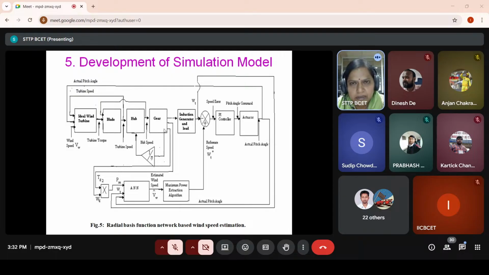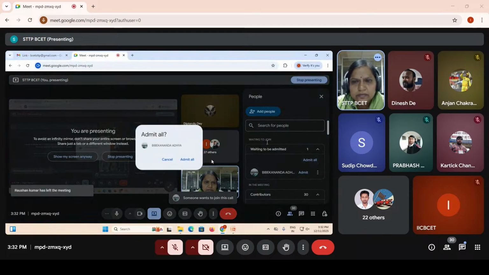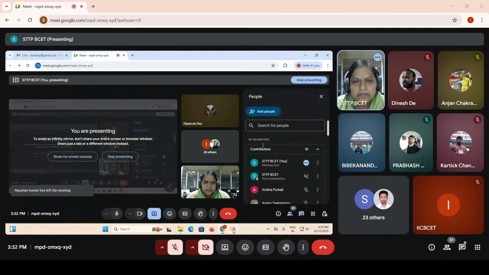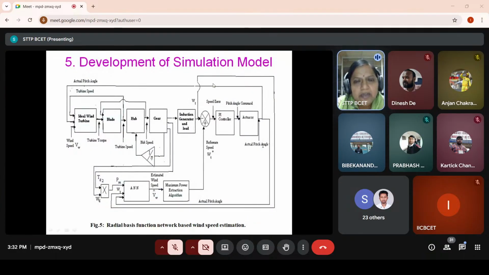Now on the screen we can find a simulation model of radial basis function network based wind speed estimation. Here this is the ideal wind turbine, where we are giving three inputs, that is turbine speed, actual pitch angle beta, and wind speed VW, and then we are getting the turbine torque.